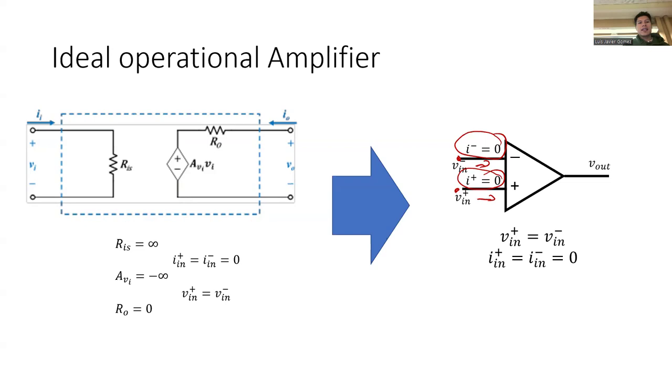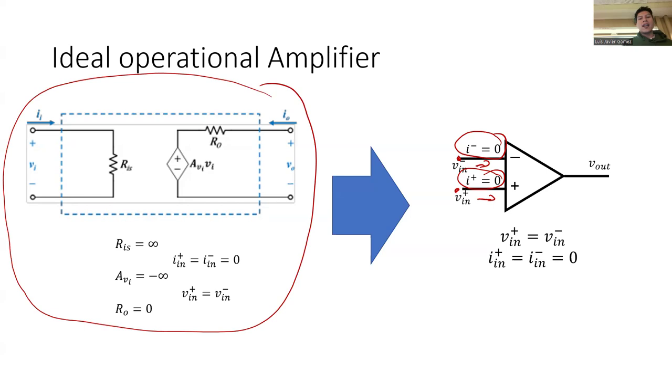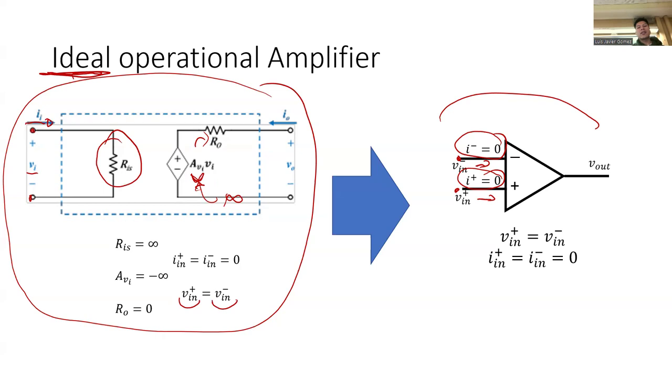An equivalent circuit for this looks like this, which you've probably seen before. What you have here is an input current, then an internal resistance, and then a voltage-controlled voltage source. This is an ideal operational amplifier because the multiplication factor for this device is infinite, meaning that if you have any voltage difference here, the output voltage should be infinite. From that, it follows that the input voltage difference has to always be zero, because you're not going to get an output voltage that's infinite.